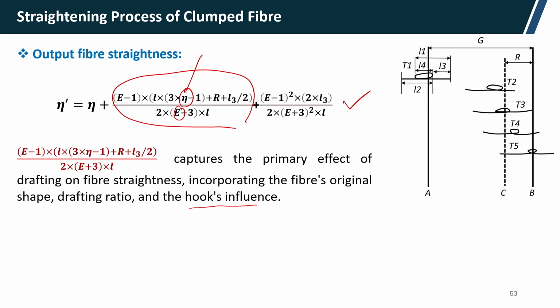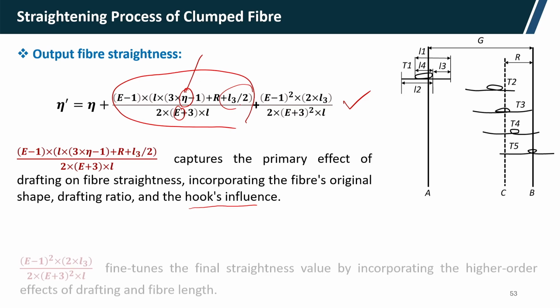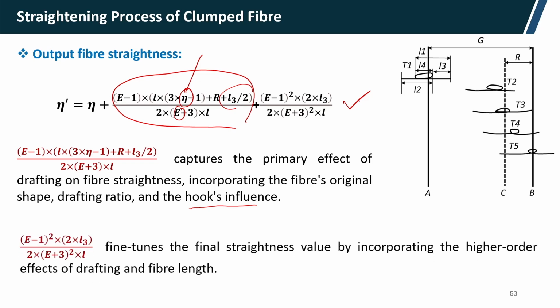So, L3 by 2 is this part, and the second term fine-tunes the final straightness value by incorporating higher order effects. So, we are actually trying here to incorporate higher order effects of drafting and fiber length. So, this is for fine tuning of fiber straightness. So, this has been derived.